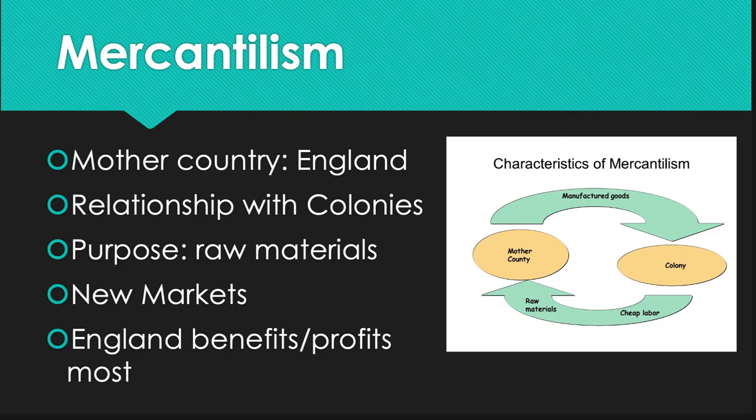This is the relationship between England and the colonies, and the purpose for England of establishing the colonies was raw materials. It was also to establish new trading markets. So England would take from the colonies raw materials and the cheap labor of the people within the colonies doing the hard work. They would take those raw materials, make them into manufactured goods, and then sell them back at a more expensive price to the colonies and to other empires.